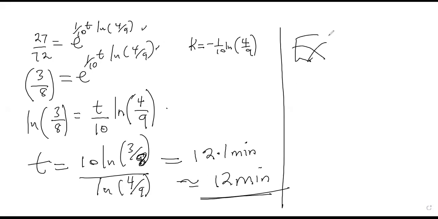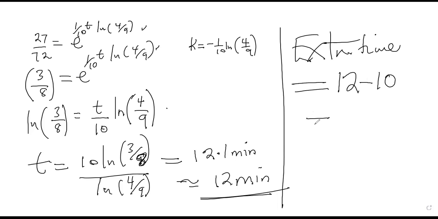Meaning, if we are to get the extra time, the extra time will be equal to 12 minutes minus the 10 minutes. The 10 minutes are given in the question, because they said that given that the body cools from 72 to 32 in 10 minutes, determine how much longer it will take to cool to 27. So it will take an extra 2 minutes to cool to 27 degrees Celsius.